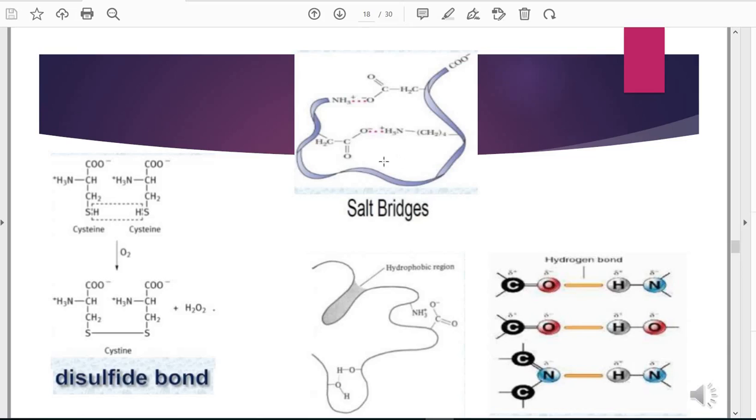And lastly, the salt bridges or ionic bonds between the basic amino acids containing positively charged NH3 and the acidic amino acids containing the negatively charged carboxylic group COOH will form an ionic bond between the charged amino acids, the basic and the acidic. These are the types of bonds in the tertiary structure.